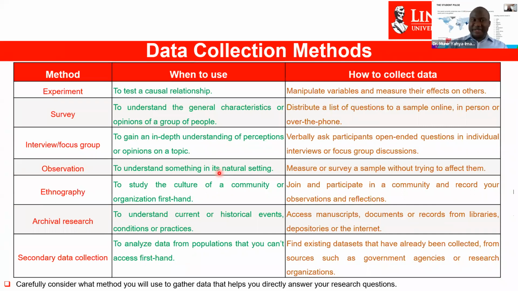And when do you use an experiment? To test a causal relationship. So how do you collect this kind of data? You can manipulate variables and measure their effects on others. Okay, then another method is the survey. We use a survey to understand the general characteristics or opinion of a group of people. Okay, that's when you use a survey.